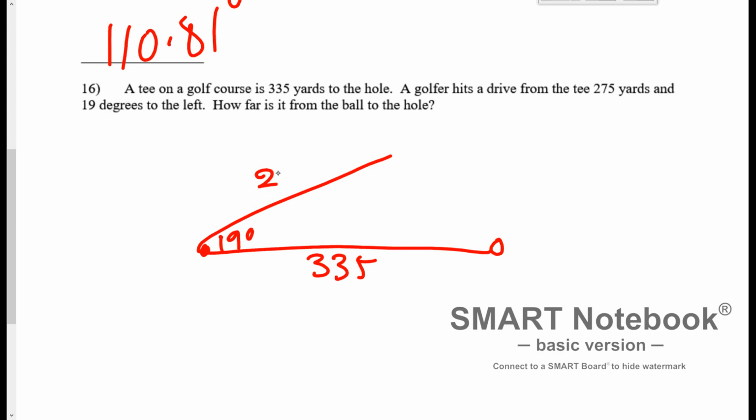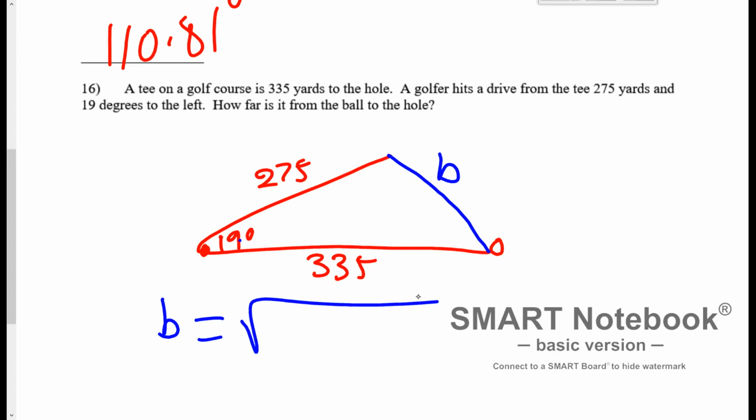So it goes 275. And then we want to figure out how far the ball is away from the hole. So he just hits it. So we want to find out what this side is here. So we're given an angle and two sides in between. Or sorry, two sides and an angle in between. And so again, we can use law of cosines. I want to find b. So I'm going to take the square root of it, because normally this is b squared, so I have to square root it.